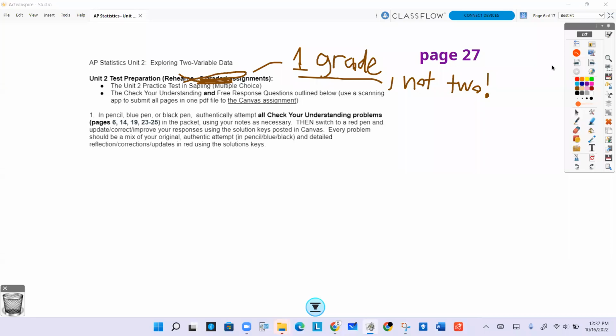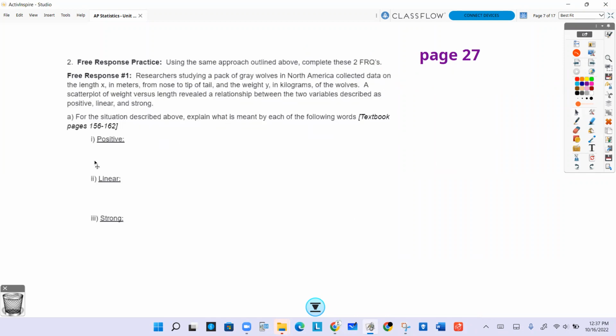All right, this is page 27. This is the free response number 1. One thing you might have noticed on the top, it says there's going to be 2 grades. It's going to be 1 rehearse grade, so don't freak out. I'm not going to count it twice. All right, let's go through it.